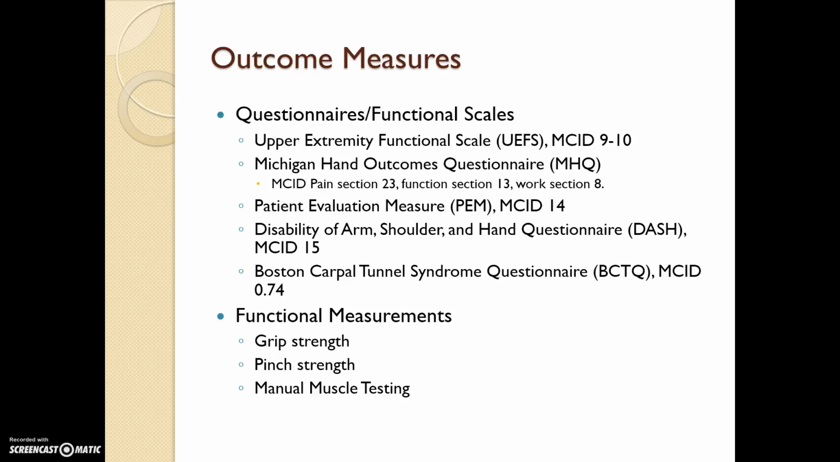Outcome measures used in carpal tunnel syndrome include questionnaires such as the Upper Extremity Functional Scale, the Michigan Hand Outcomes Questionnaire, Patient Evaluation Measure, Disability of Arm, Shoulder, and Hand Questionnaire, and most commonly, the Boston Carpal Tunnel Syndrome Questionnaire. Functional measurements include grip strength, pinch strength, and manual muscle testing of wrist flexion, finger flexion, thumb flexion, and thumb opposition.